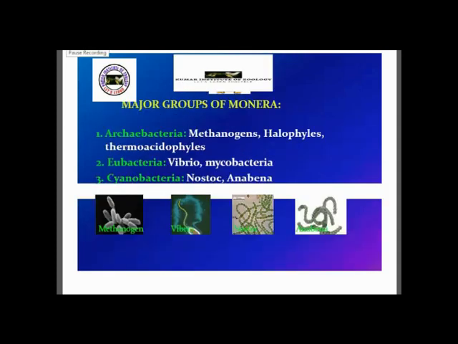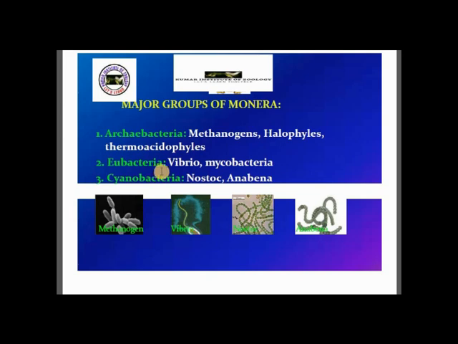The major groups of Monera are archaebacteria: methanogenic bacteria or methanogens, halophiles, and thermoacidophiles. They live in extreme environments, so they are called archaebacteria.